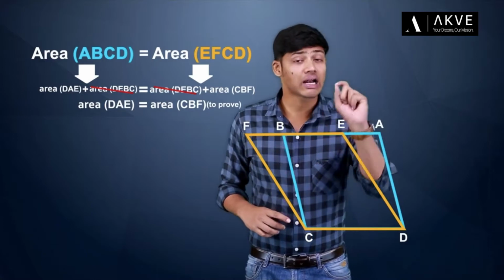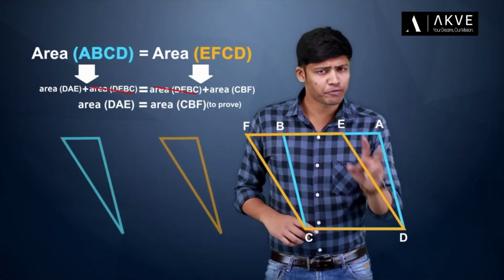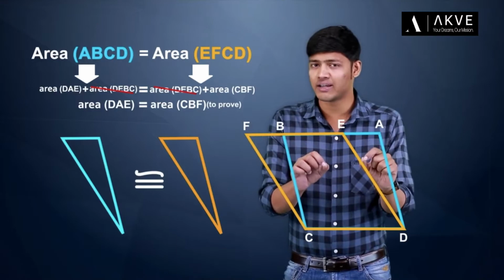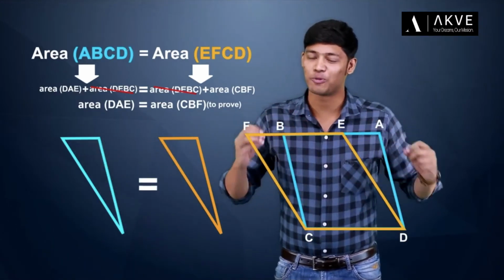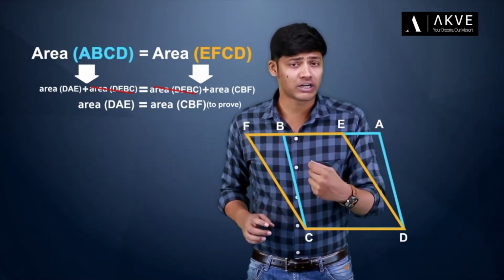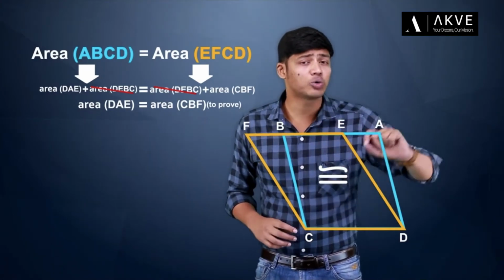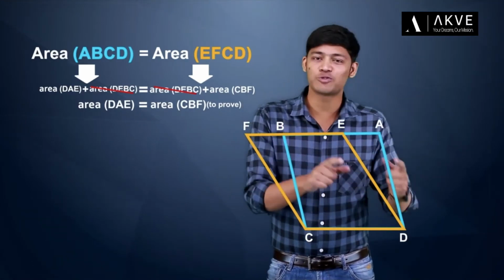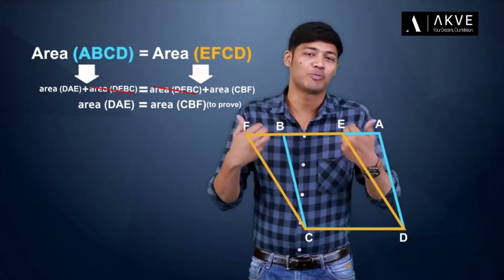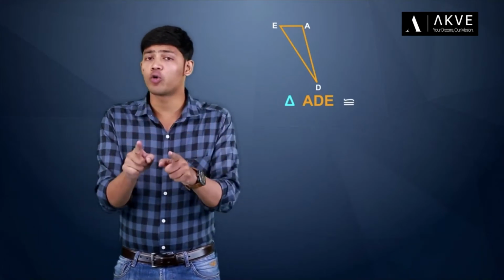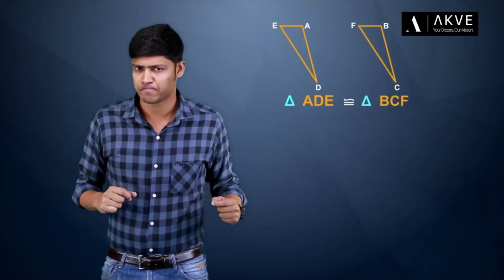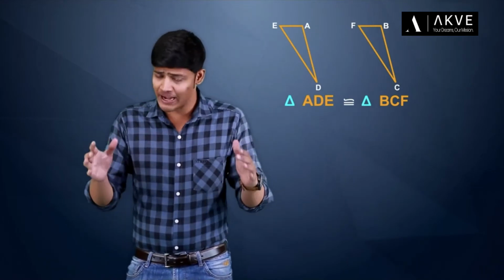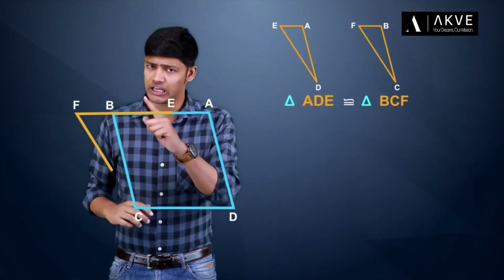If you remember, in our last video, we concluded that if two geometric figures are congruent, then their areas are equal. So, if we can prove that triangle ADE is congruent to triangle CBF, then we can conclude that both their areas will be equal and our problem will be solved. So, our aim is to prove that the triangle ADE is congruent to the triangle CBF. For this, consider the two parallelograms ABCD and EFCD.